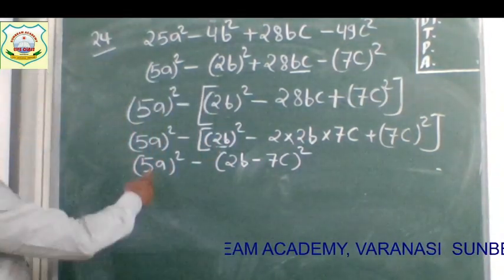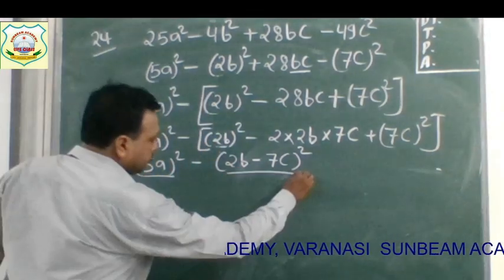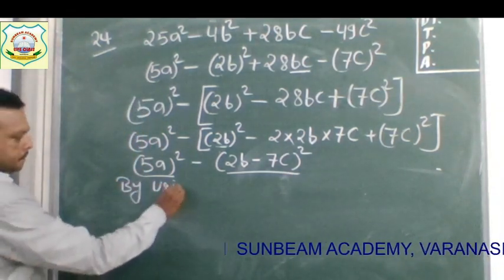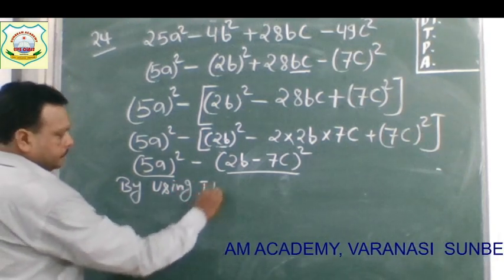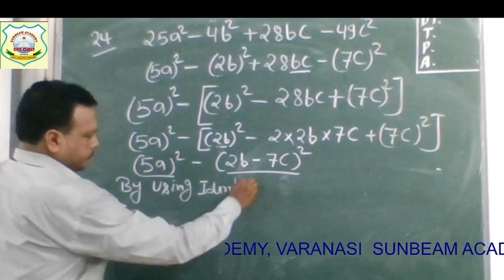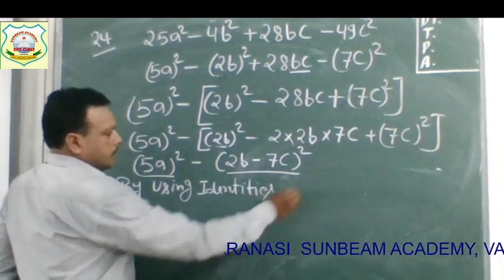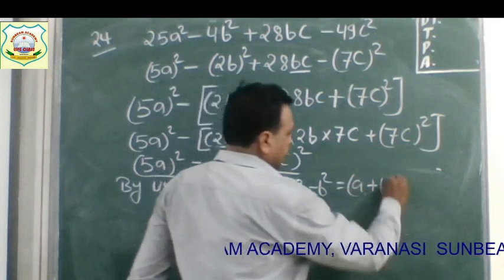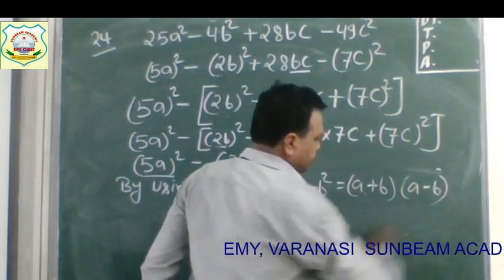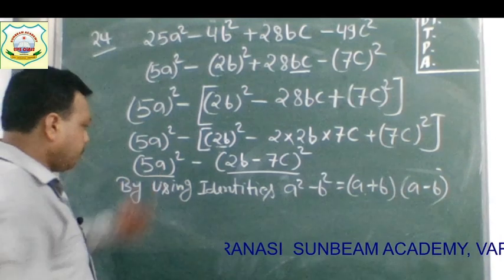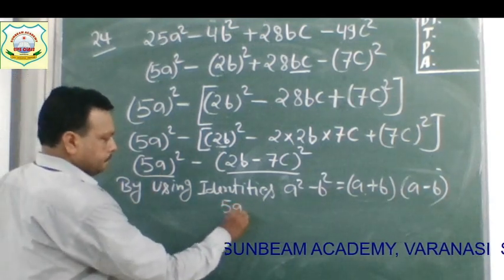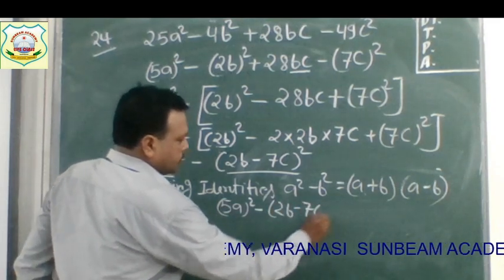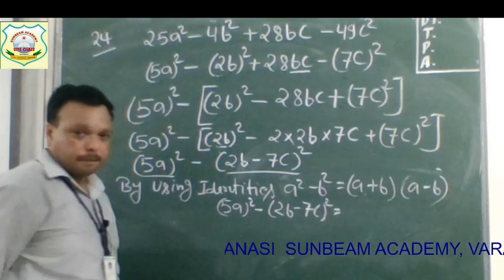Now, students, we have got a square minus b square. So, by using the identity, a square minus b square is a plus b and a minus b. 5a whole square minus 2b minus 7c whole square. So, what can we write here?